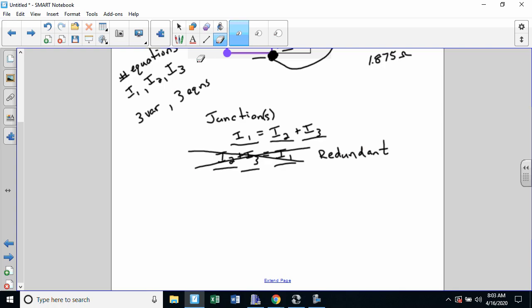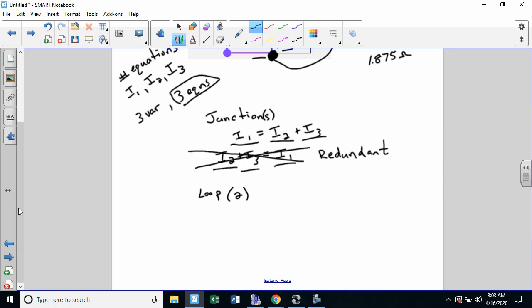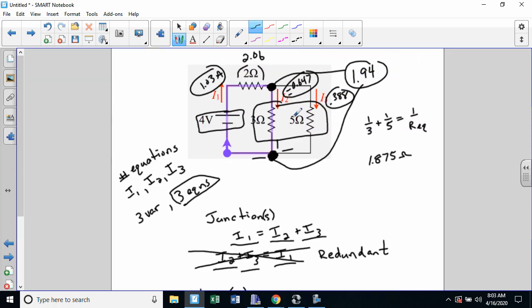It's redundant. So now I'm out of junctions and I need to move to loops. Okay? Again, I need 3 equations. I only got 1 from my junctions, so that means I need to get 2 equations from my loops. So I see 2 pretty simple closed loops here. The left side and the right side. Of course, if you wanted to, you could also go all the way around the outside. That would be a third closed loop, but I only need 2. So I need to make sure that I don't, again, become redundant or oversimplify the system.